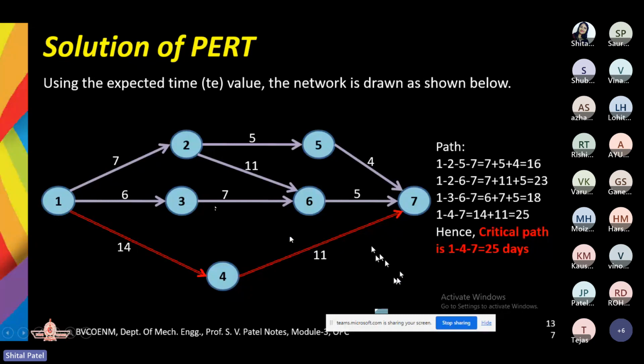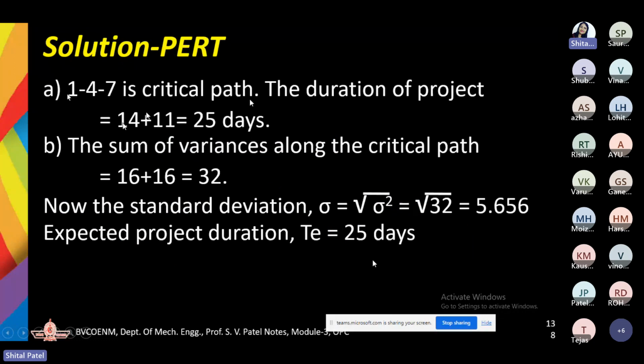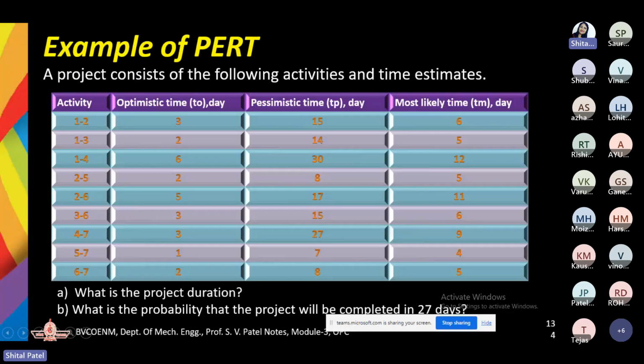Then the critical path you have found out. How many days has it been given over here? Now in the numerical, do you have this PDF of my slide with you? Yes, ma'am. Okay. So the very first question is, what is the project duration? Your project duration is nothing but your critical path. So that is your 25 days.